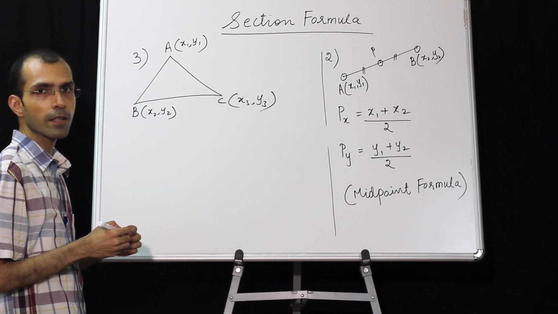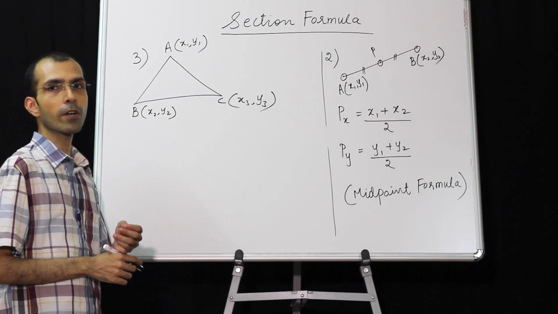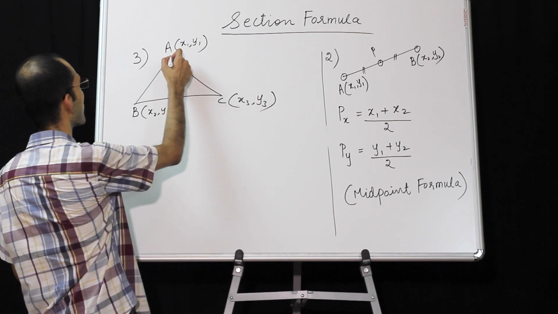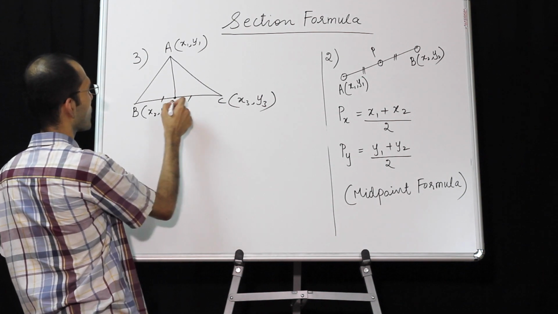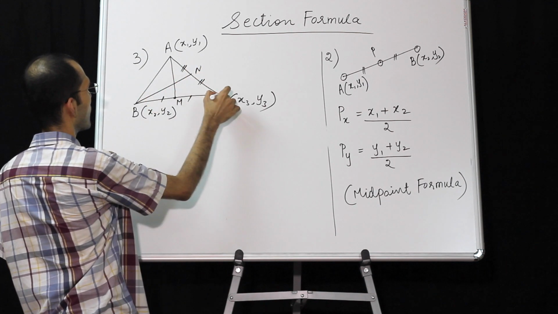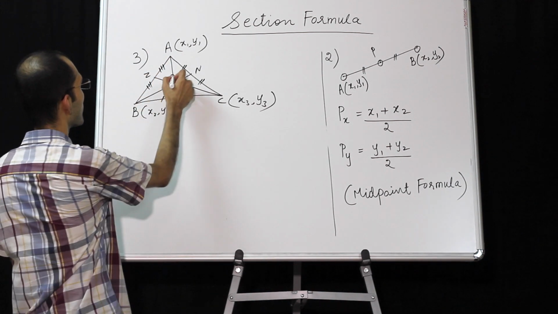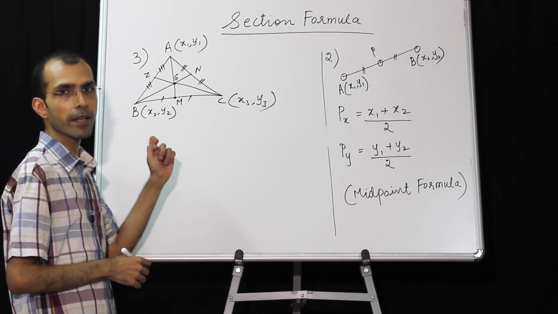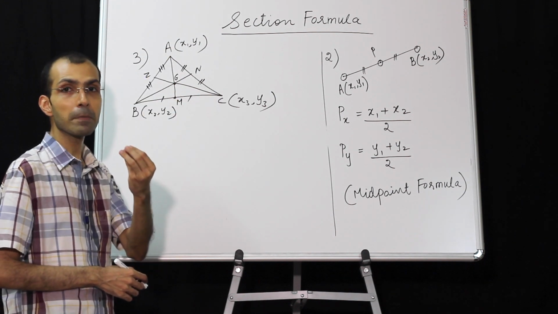Now, the third formula, centroid formula. As you know, centroid is a point of intersection of all the medians of a triangle. So say this is AM, so M will be the midpoint. This point is known as G. It is a point of intersection of all the three medians of the triangle.